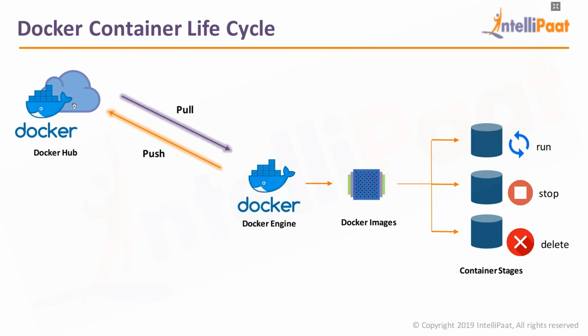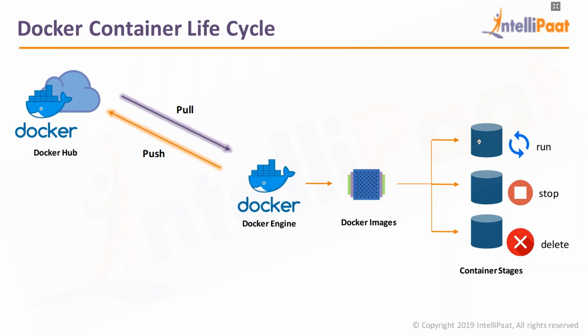We call it a registry. So Docker Hub is the registry, and we pull the images, that is, we download the images on our local machine by using the Docker engine, and then finally we go and run these Docker images. So we run the Docker image, we stop the Docker image and we delete it. Whenever I say run the Docker image, that means we are trying to run a container.